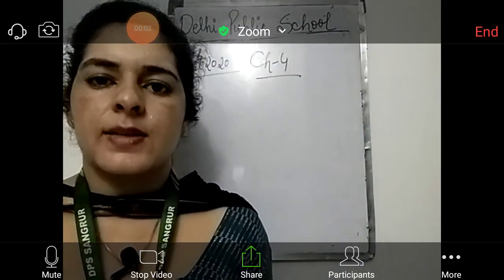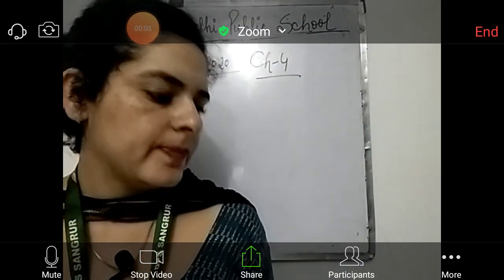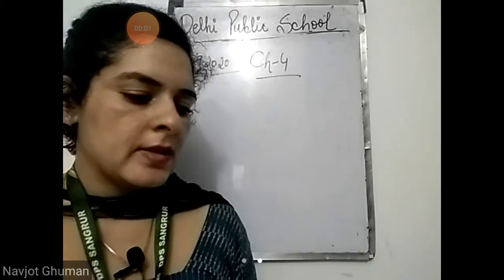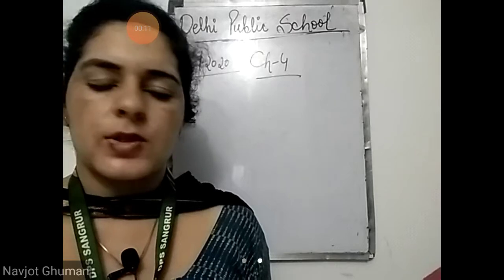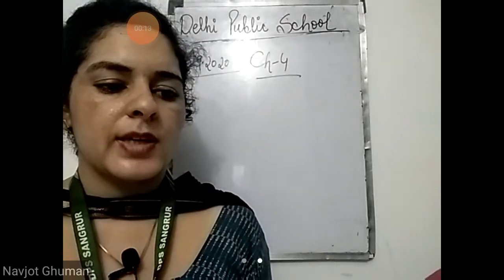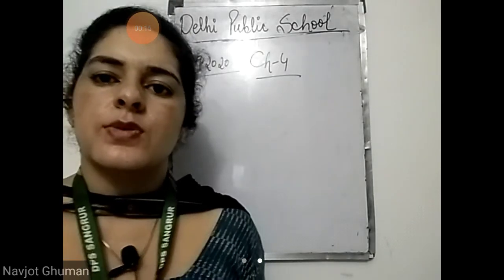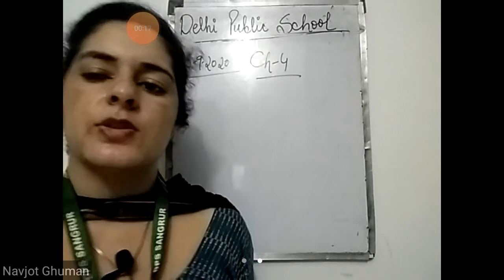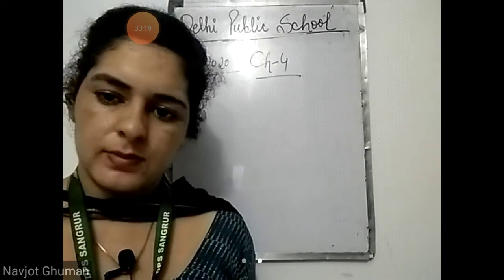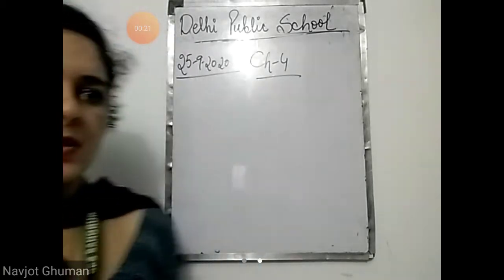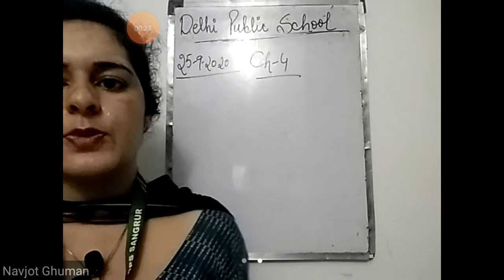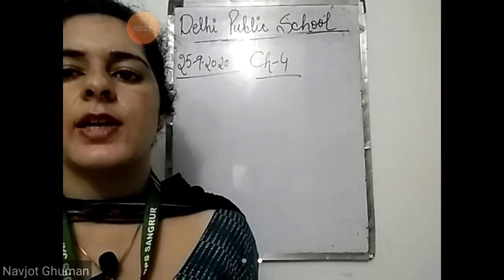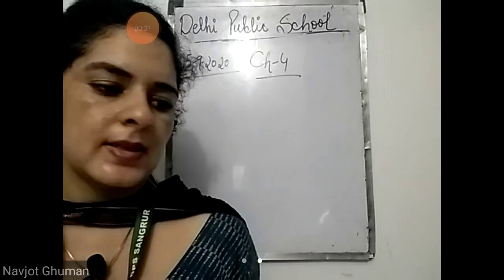Now, let's come to the question answers of this chapter. Page number 46. Answer the following questions. First question is, give two ways in which soil is important for plants. So we have already read what are the two uses of soil. First use is soil helps plants to grow, as roots they get fixed in the soil. And second use of soil is soil provides water and nutrients to the plants.